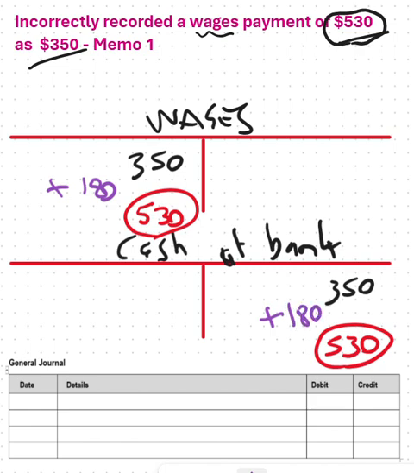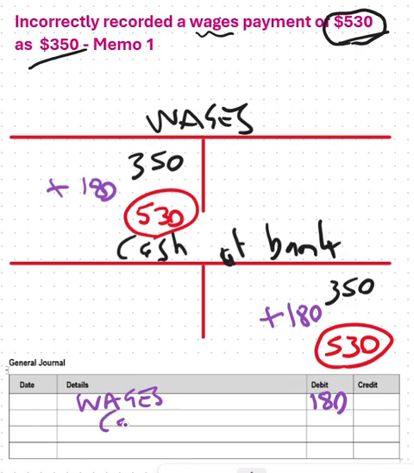So then we go downstairs to our General Journal, and we just follow the purple font. Wages, we need a correcting entry for $180, and cash at bank, a correcting entry of $180 on the credit side.